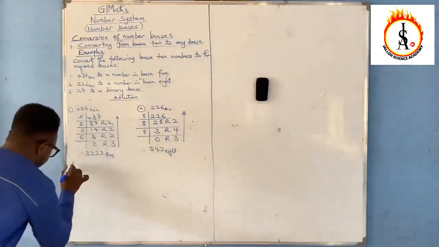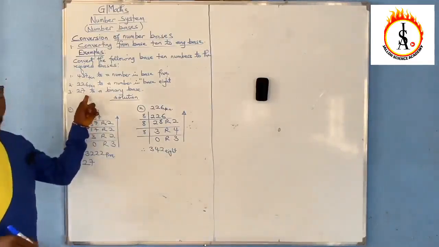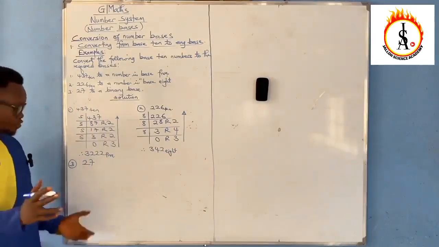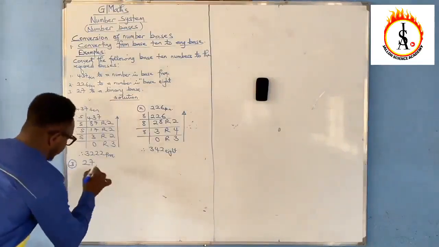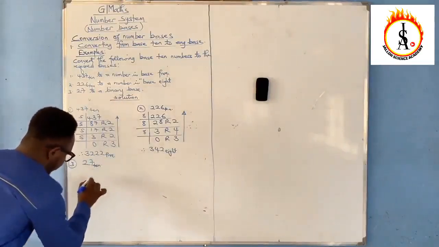The third example, which is 27. This number is written without a base. Any number written without a base is having a base of 10. So if you see a number without a base, just consider that it is in base 10. So this we have to convert it to a binary base. So this is base 10.